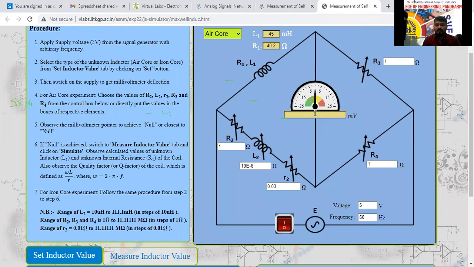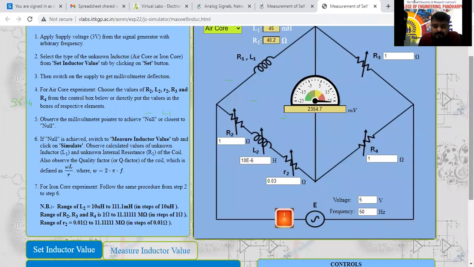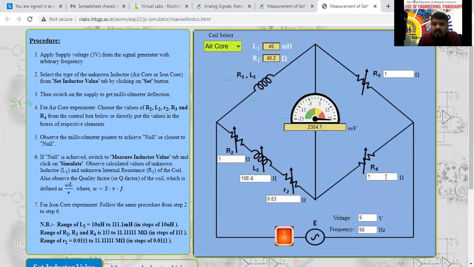What is the value here now? 0 is there. After switching on, see here, you can check that the value is changed. Yes, sir, the value is changed here now. From this value, by varying the resistances R2, R3, R4, we can change that value. So I will check that by increasing or decreasing here now.